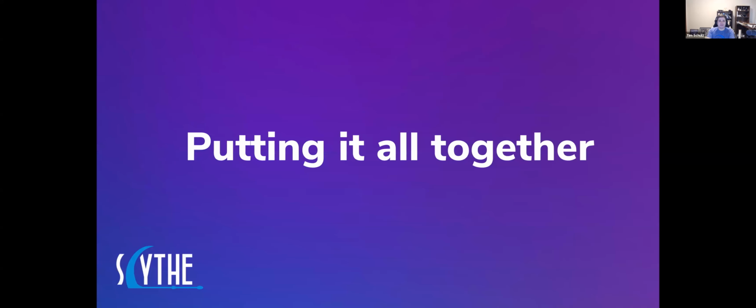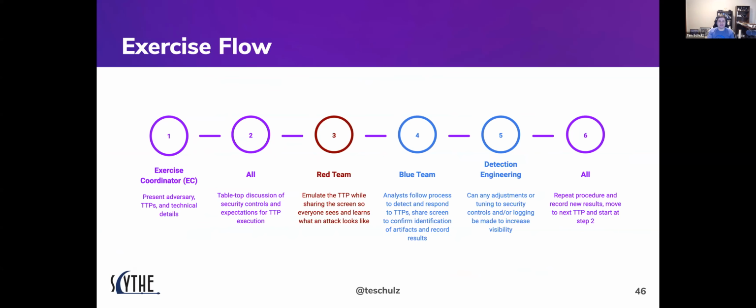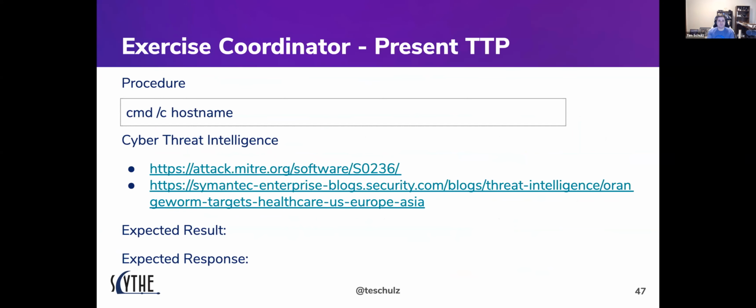So now that we have everything, let's walk through a purple team exercise for a single technique, just to give you an idea of what it would look like. We're going to go through all 6 steps here. We're going to dive a little bit deeper into the detection engineering portion, and then we're going to hop into the lab. So we're almost there. The first thing you're going to do as the exercise coordinator is present a TTP, and it might be something like this.